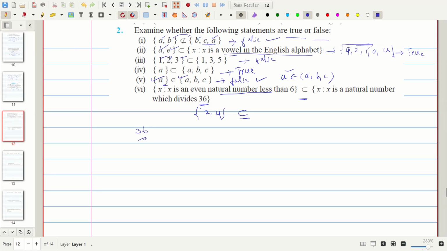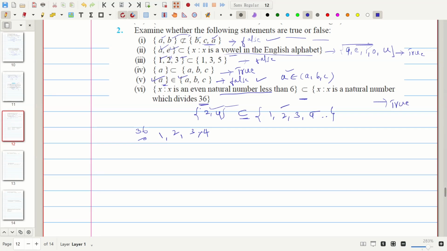So 36 will be divided by 1, 2, 3 and also 4, and so on. It will be divided by other numbers too. But here 2 is contained in this, and 4 is also contained in this. Therefore this is correct. This is a true statement.